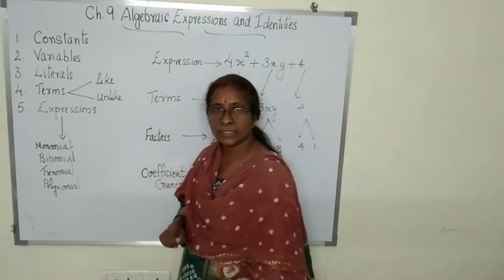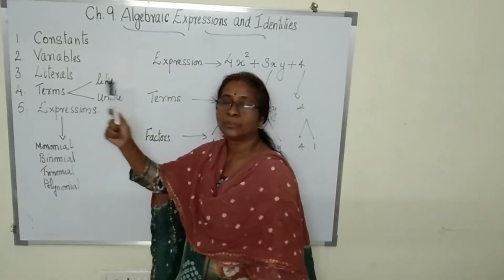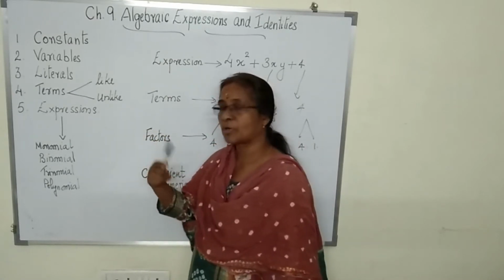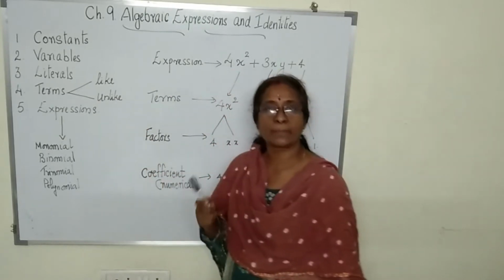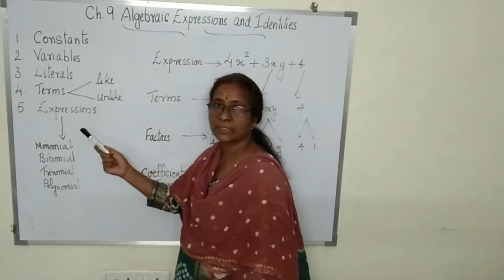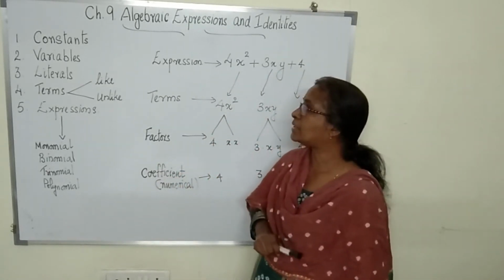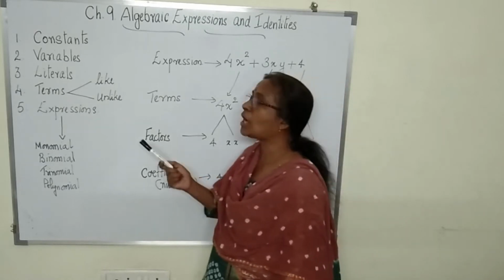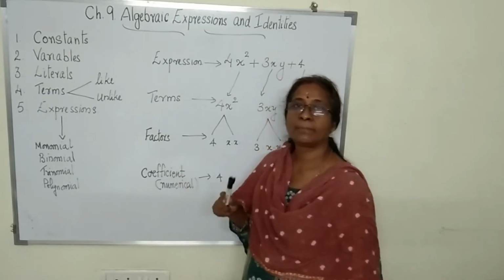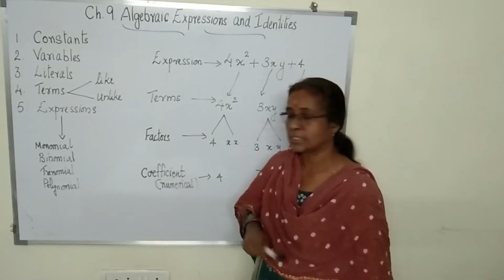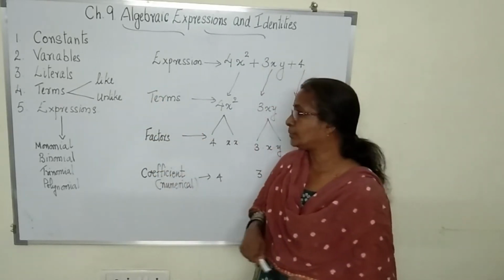Now what are expressions? Expressions are combinations of terms, two or more terms, or even one term. Terms combined using plus or minus sign form an expression. So what is an algebraic expression? An algebraic expression is a combination of constants and variables using different mathematical, operational symbols. This all we have learned in chapter number 2.